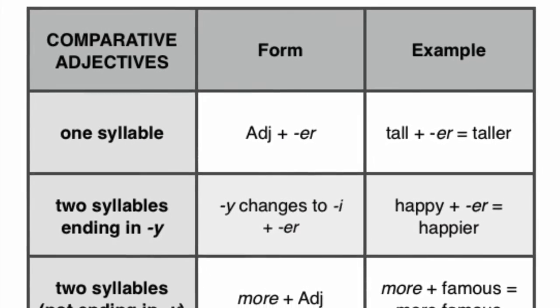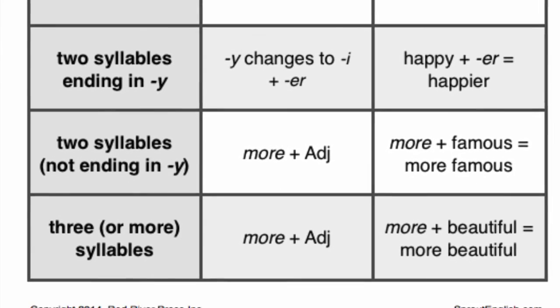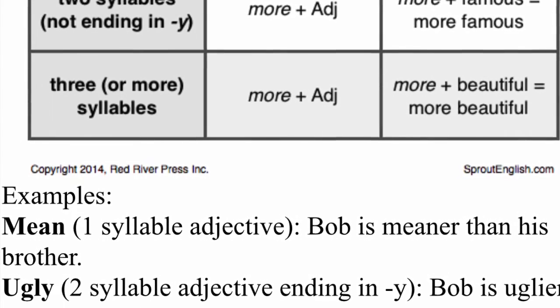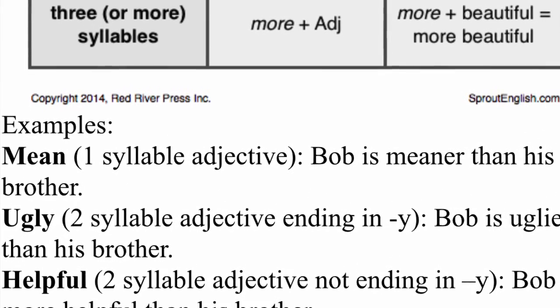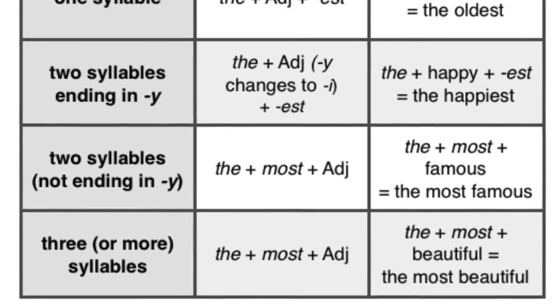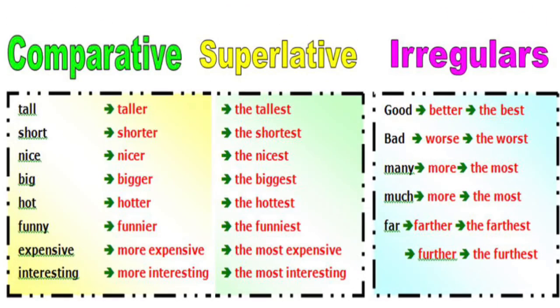On Google Classroom, I've uploaded a document that has 4 pages, and it goes over the rules of both comparative and superlative adjectives. The first page goes over the rules of comparing two things. The second page goes over the rules for superlative adjectives, comparing 3 or more things. The third page contains irregulars, such as bad, worse, and the worst. Pay attention to the last page because you're going to use this to make your Flipgrid video today.